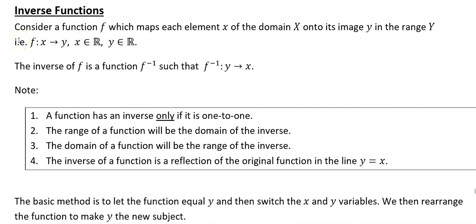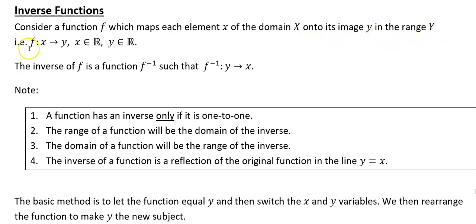In this video we're going to look at inverse functions, how we start with an original function and we find its inverse function. Okay, consider a function f which maps each element x of the domain, big X, onto its image, small y, in the range, big Y.